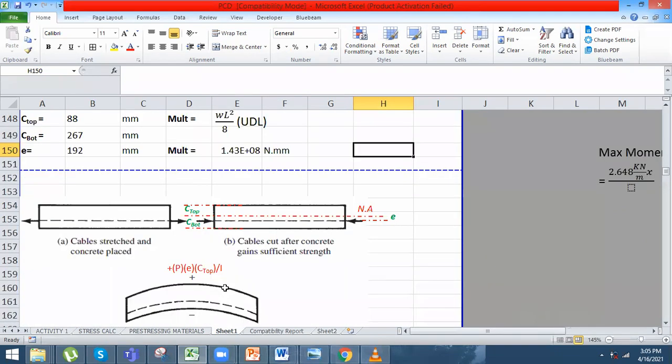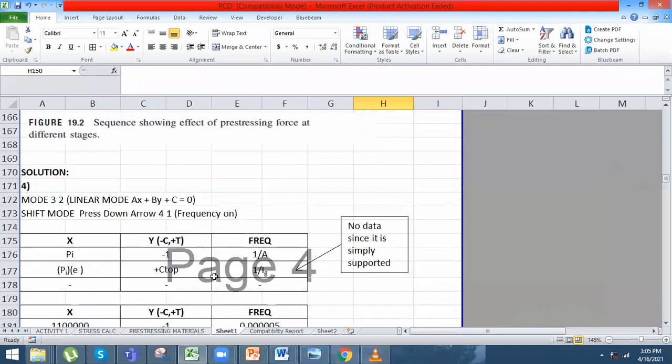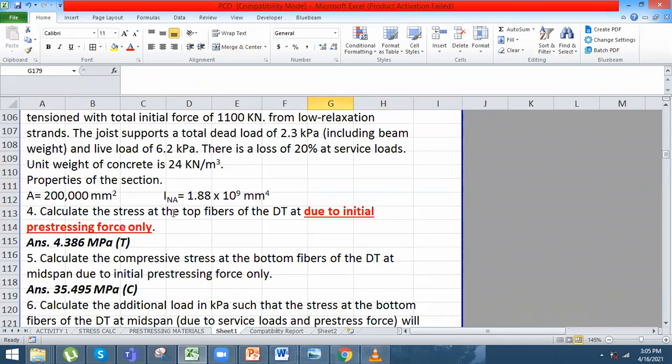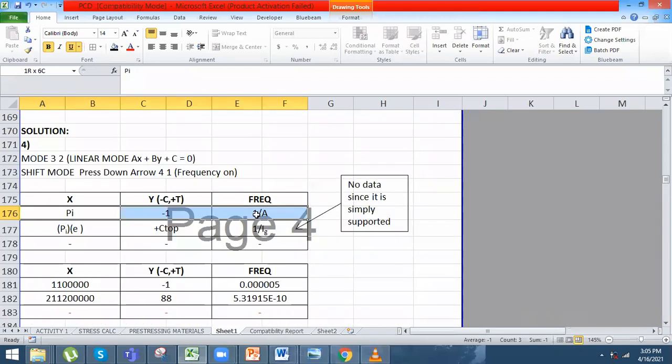Okay? So, number 4, yan. So, tayo number 4. Number 4, using mode 3-2. Okay? Using mode 3-2. Ano bang hinanap sa number 4? Calculate the stress at top fibers due to initial pre-stressing force only. So, the problem said due to initial pre-stressing force only. So, the problem is neglecting the stress caused by the gravity loads, okay, by the applied loads. Okay, so we're just going to solve it by the pre-stressing force, the axial effect of pre-stressing force, and the bending effect of the pre-stressing force. No data since simply support. Okay, tanggalin na lang natin ito.